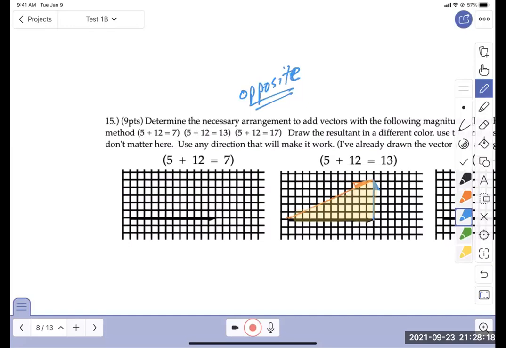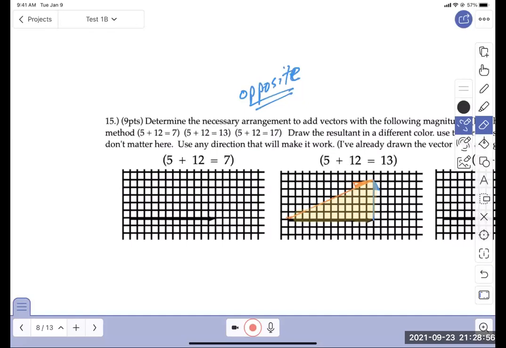I'm going to do this here. Let's do it this way. Here's another way to do this. 5 plus 12 equals 7. I'm trying to find a way to get 7 out of this. So, yeah, take a look. If I'm looking at this, I want something that's 7 units long. So that's going to be my answer. So the resultant's going to be 7.